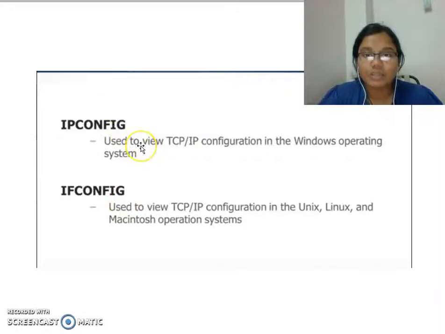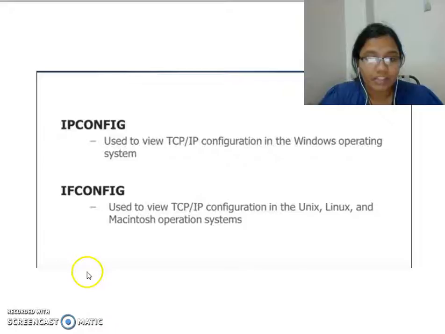The usage is to look at the TCP/IP configuration. If we need to see the configuration in the Windows system, we use the ipconfig, and to see the same configuration on other platforms like Unix, Linux and Macintosh, we use the ifconfig.